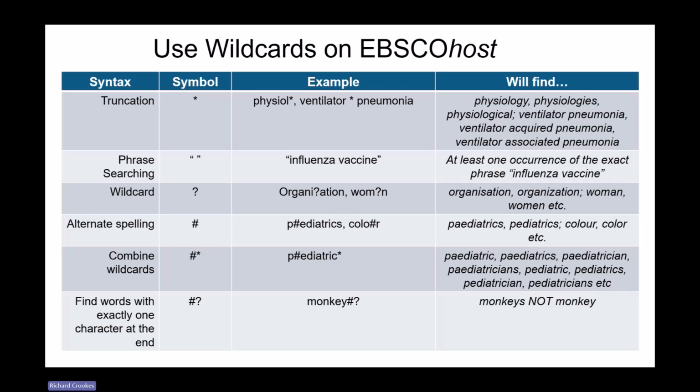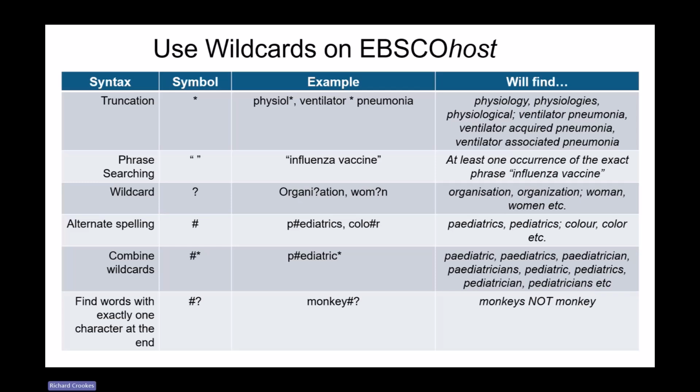So for pediatrics, you can insert the hash wildcard before the E, after the P for both variations, and also for color, behavior, etc. Put the hash wildcard after the O before the R. You can also combine the hash wildcard with truncation. So for pediatrics and pediatricians, etc., you can use it in that fashion.